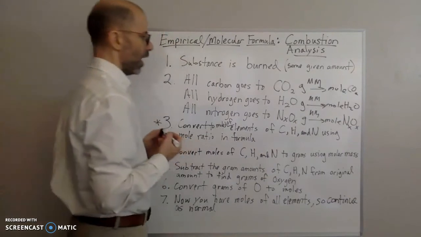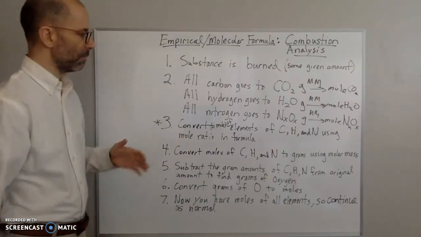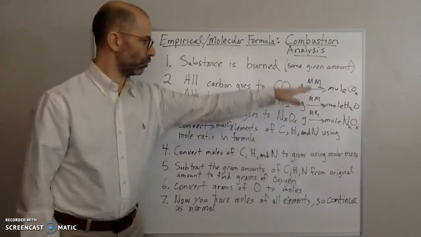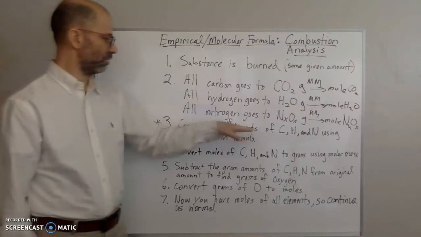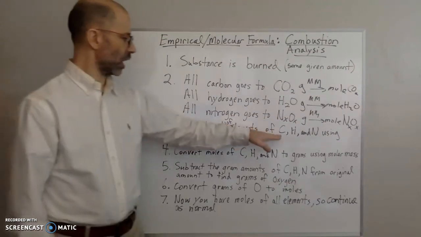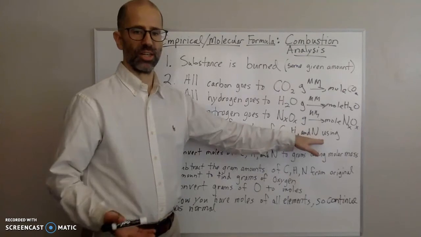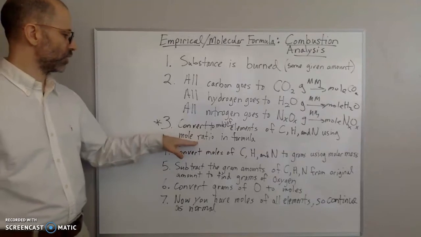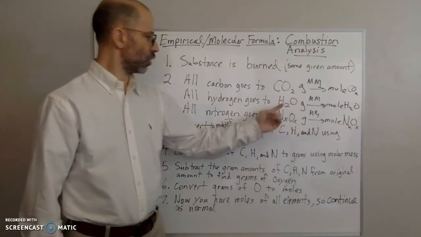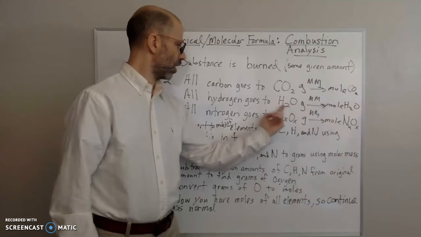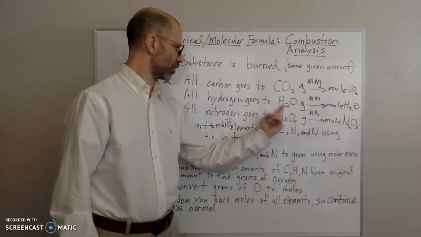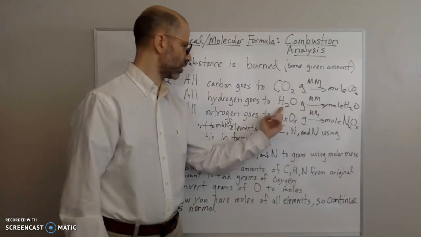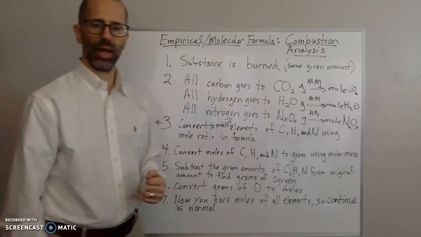And then once you've got moles, now you can go to step 3, which is you're going to convert the moles of the products to moles of the elements, right? Carbon, hydrogen, and nitrogen if you've got something with nitrogen in it, using the mole ratio in the formula, right? So since you know that in water, 1 water molecule has 2 hydrogens, the mole ratio would be 1 to 2 for the hydrogen.